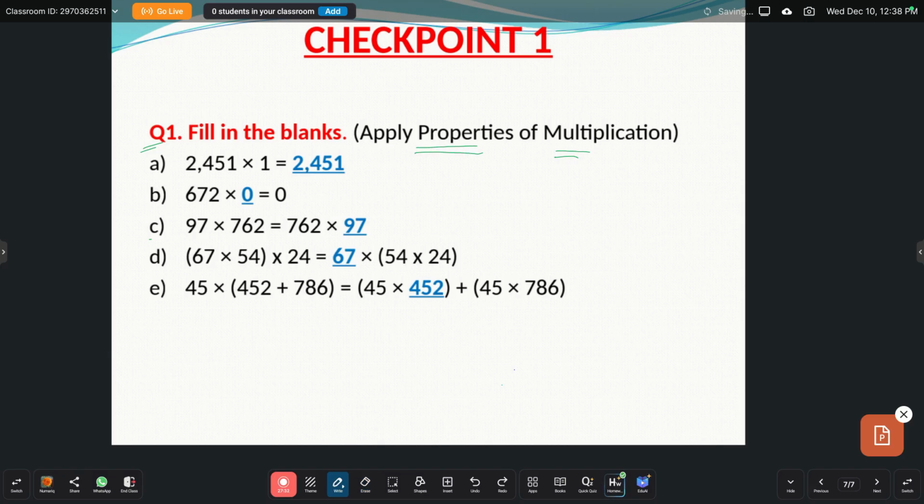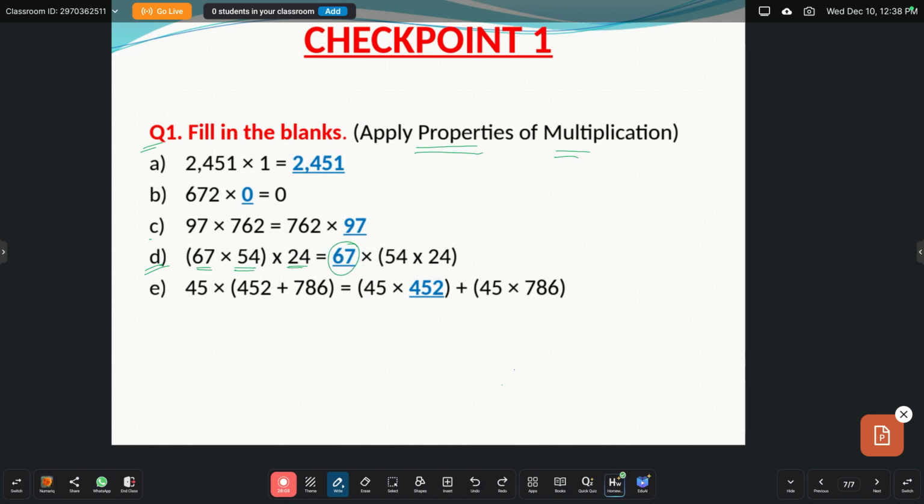So this is the case of order property. So here 97 multiplied by 762 will be equal to 762 multiplied by 97. Only the order of the numbers has been changed here. Now we will move to our part number D. Tell me beta, what is part number D? It is 67 multiplied by 54 multiplied by 24 is equal to some number.